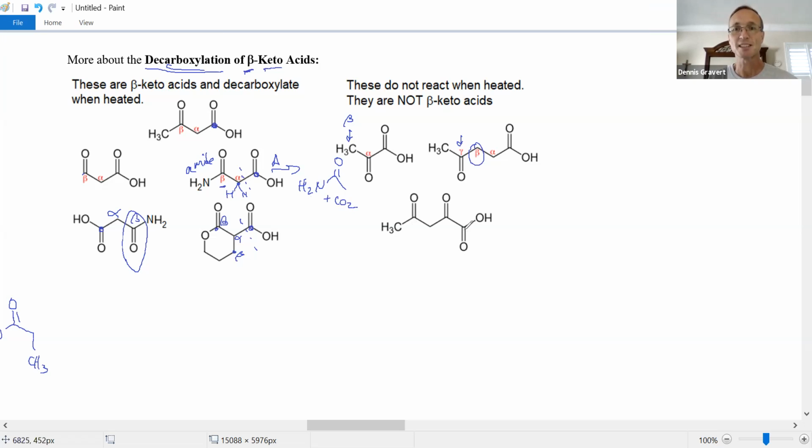Good. This one gets a little trickier because there's a bunch of double bond O's. So first, find the carboxylic acid, then the beta carbon. Nope. This one can't decarboxylate. Let's see, which one did? Let's do this one.